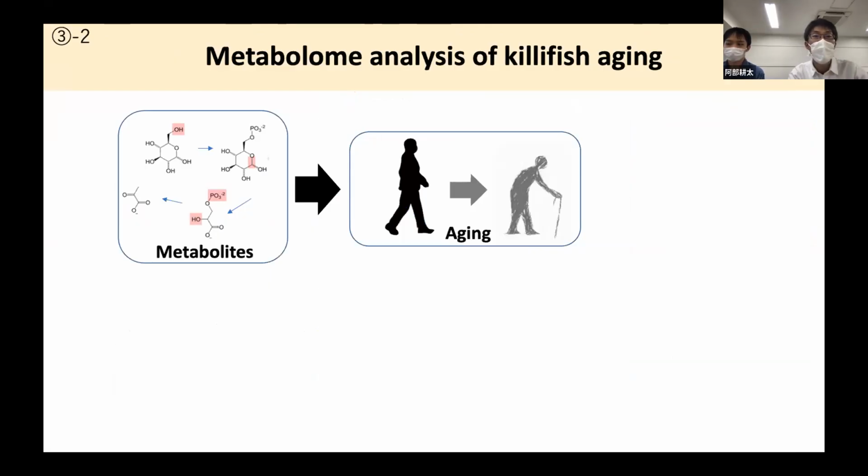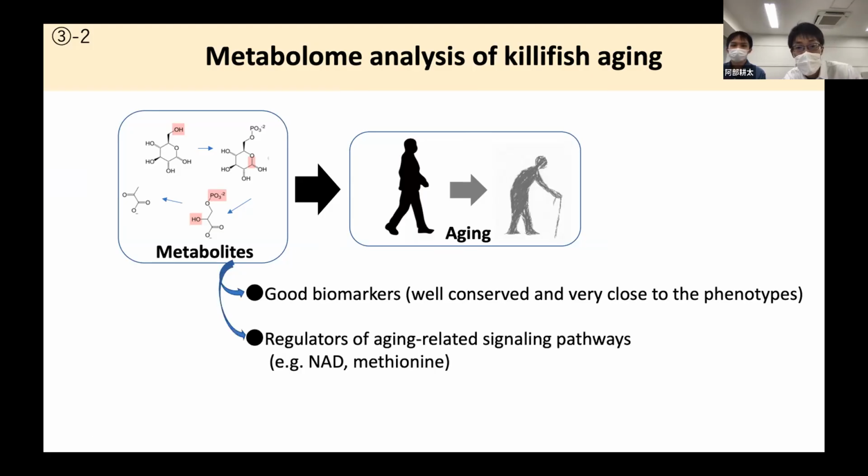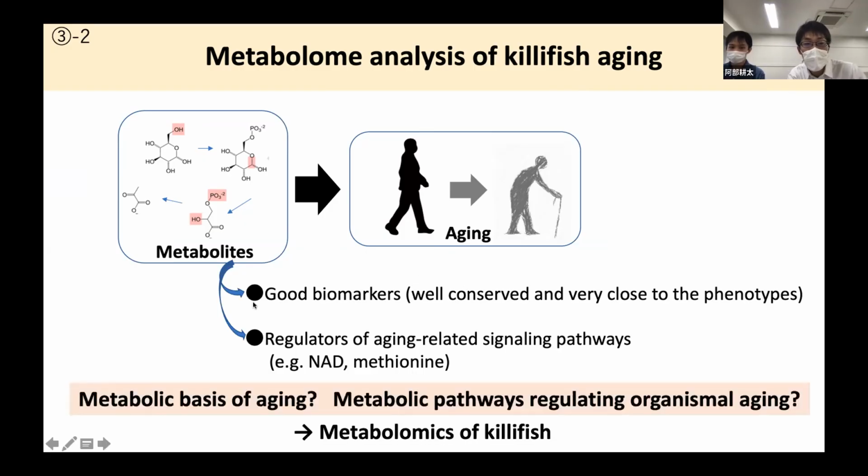Okay, then finally, I'd like to introduce the result of metabolome analysis of killifish aging. Now we are focusing on metabolites because, as you know, metabolites are very good biomarkers. They are very well conserved across species, and also metabolites are very close to the phenotypes. And in addition, interestingly, recently, metabolites themselves are thought to be regulators of aging-related signaling pathways, and metabolites such as NAD or methionine are a very famous example. So now, in order to further reveal the metabolic basis of aging of vertebrates, and also in order to clarify the metabolic pathways that can regulate the organismal aging, now we perform metabolomics of turquoise killifish.